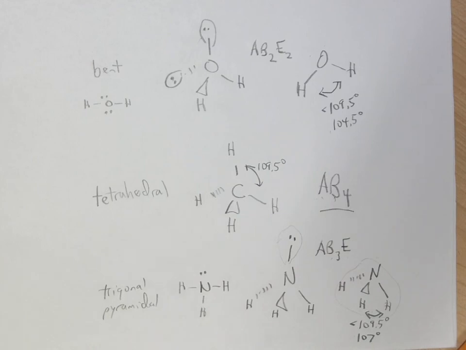So there we have the shapes of molecules that you're likely to see in an organic class that all obey the octet rule, and the associated bond angles of those shapes with representative examples and Lewis structures.